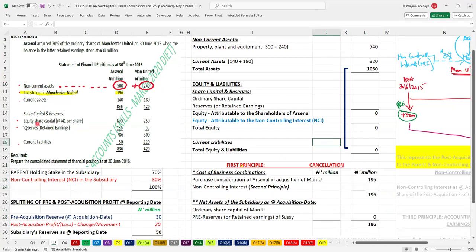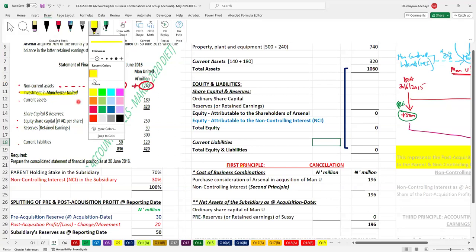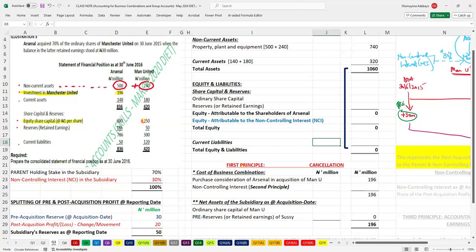Now the next thing is to move to equity share capital. Equity share capital of the subsidiary, we suspend it. And likewise, retained earnings of the parent, we suspend it. Okay, which means what we naturally bring here is 600 and 186.